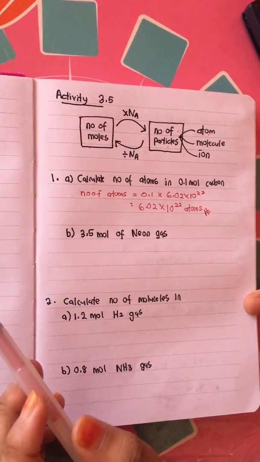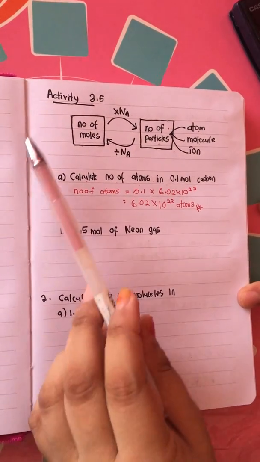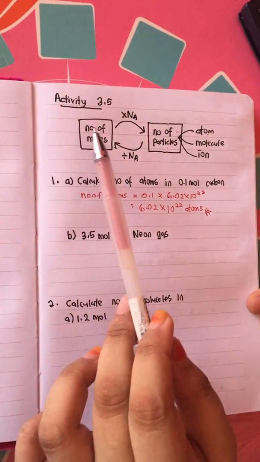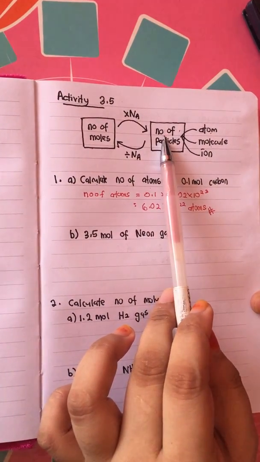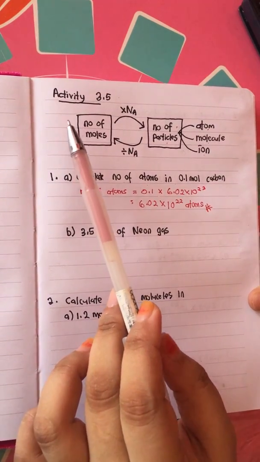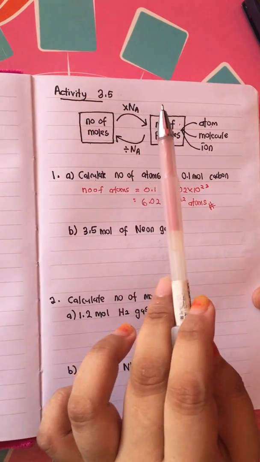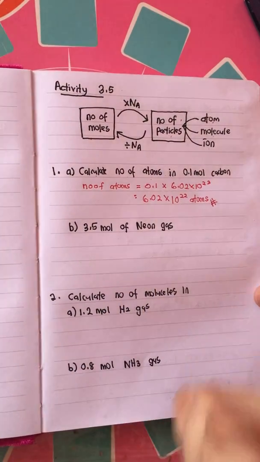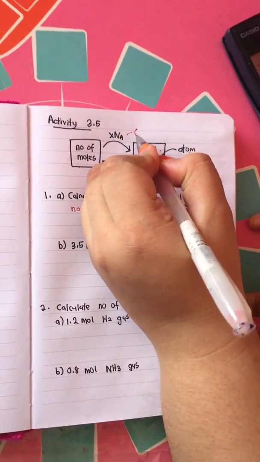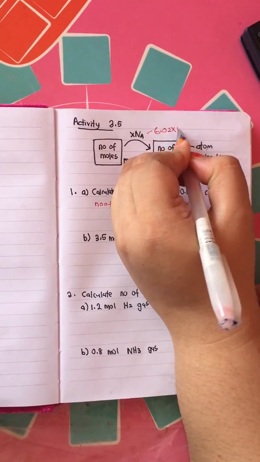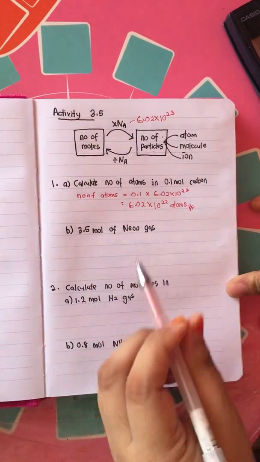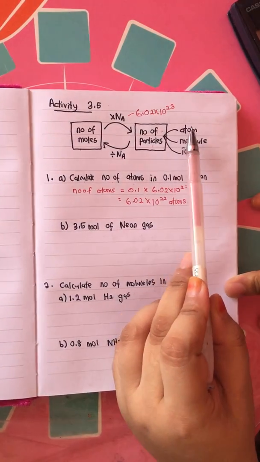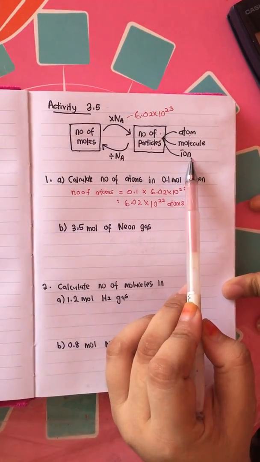Alright, hello. So today I would like to discuss activity 3.5 regarding number of moles and number of particle. So as you know before, if we have number of mole and we want to find the number of particle, we just simply times Avogadro constant. So Avogadro constant is 6.02 times 10 to the power of 23. Alright, so number of particles can be atoms, molecules or ion.